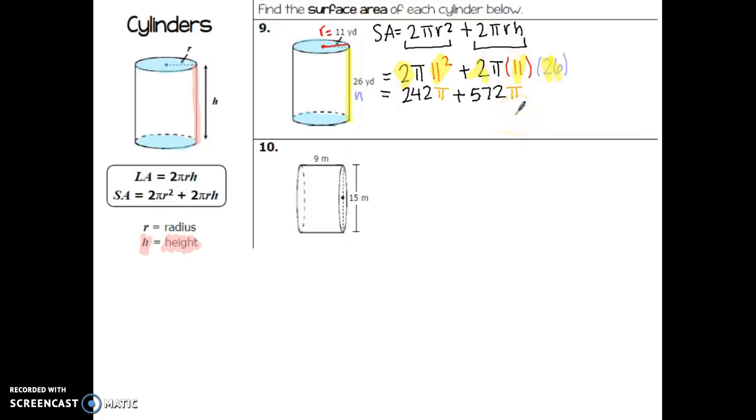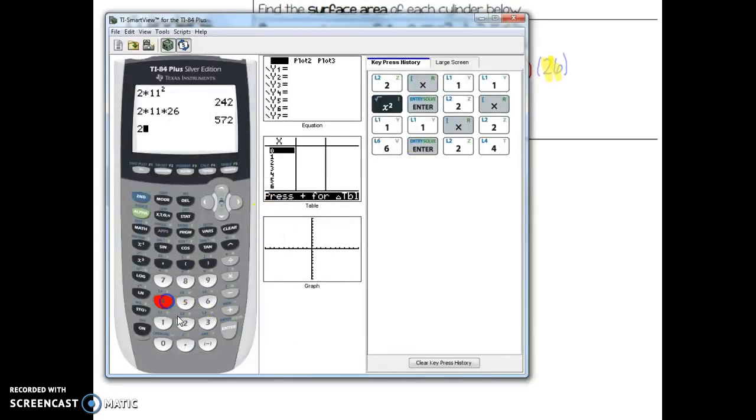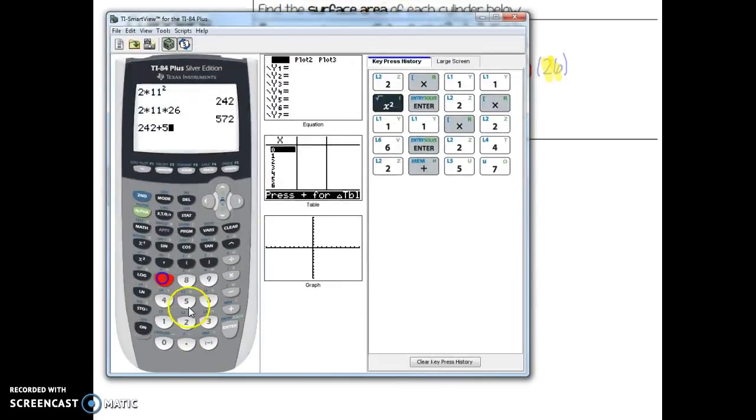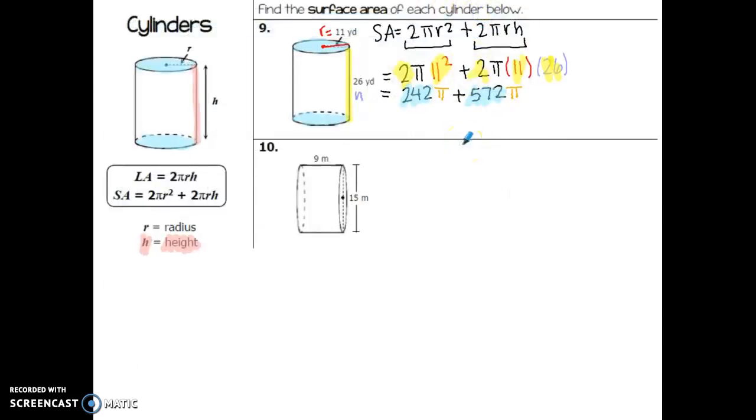From here, let's add up my numbers. So 242 plus the other number, 572. Click enter, that is 814. So my surface area is 814. Don't forget the pi, we still need to drop that one down.